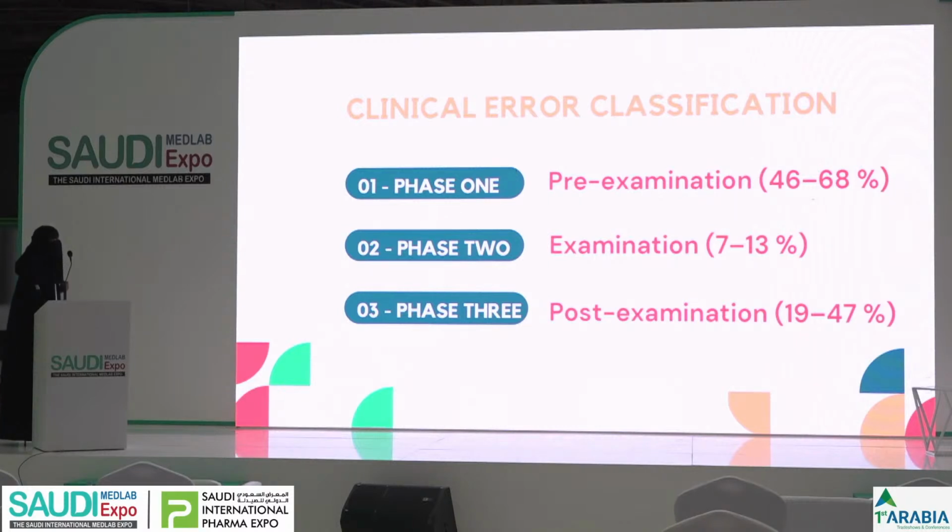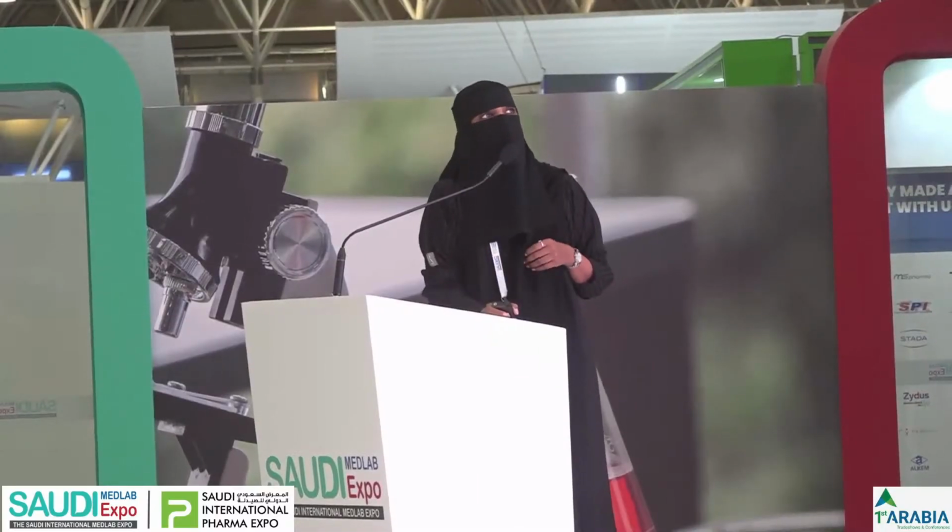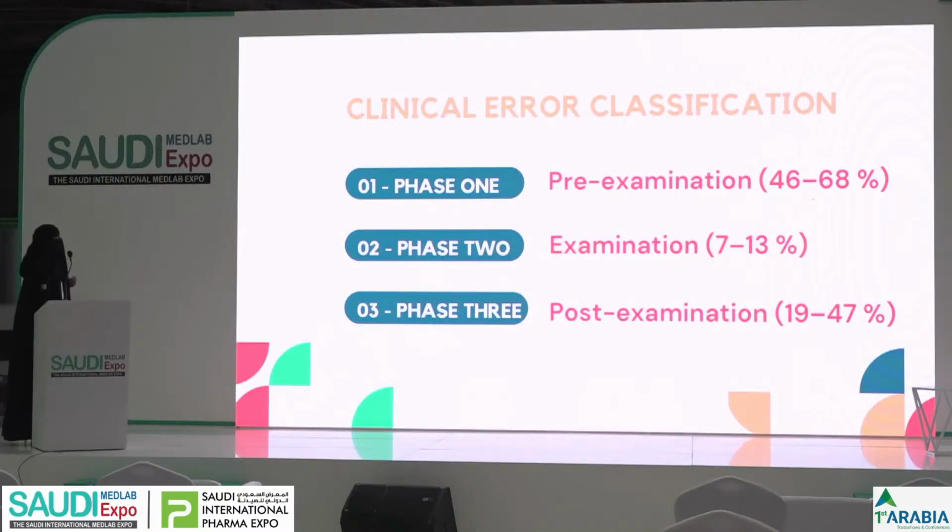Major clinical errors are classified according to the FDA and the quality into three phases. The first phase is the pre-examination errors, which happen during the pre-examination. The second phase is through the examination in the clinical laboratories. The third phase is classified as the post-examination, when we deliver the result to the physician in the clinic to diagnose the patients.